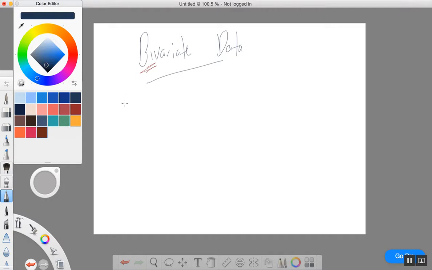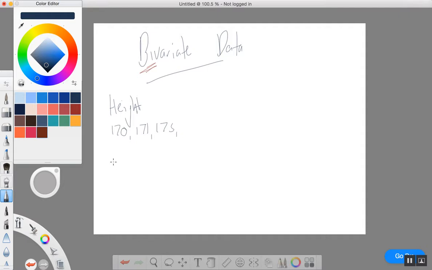So our data is not going to come in one form. You might be used to just getting height, where you would have just got your heights being 170, 171, 173, etc. But here for bivariate, I'm actually going to be linking two things.